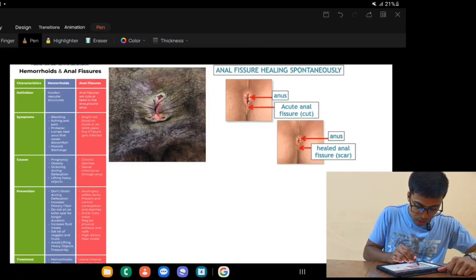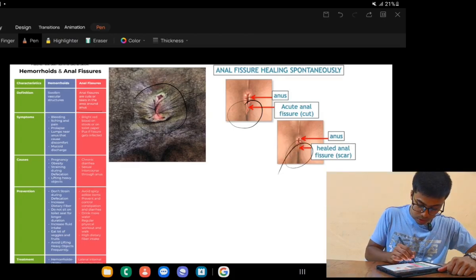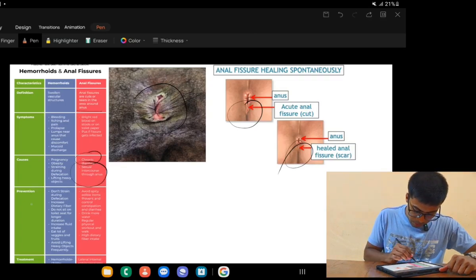Anal fissures are cuts or tears around the anus like this. This is the acute anal fissure, and this is the healed one. The causes of anal fissure are chronic diarrhea and sexual intercourse through the anus. Prevention: avoid spicy edible items, and prevent and control constipation and diarrhea. Drink water regularly, do regular physical workouts and walks, and eat dietary fiber.